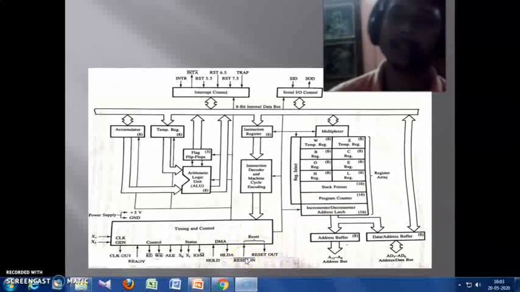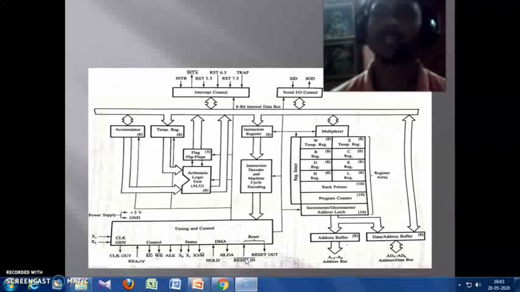Reset in is an active low signal that the user sends to the 8085 microprocessor to reset the microprocessor, as well as any output device that needs to be reset. The microprocessor will send a reset out signal to the peripheral device to reset the peripheral device.